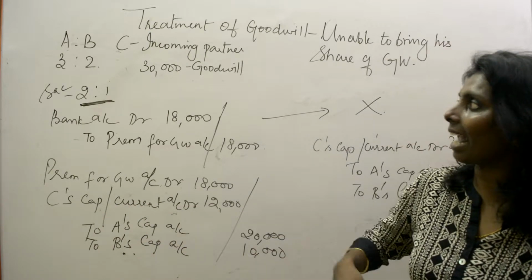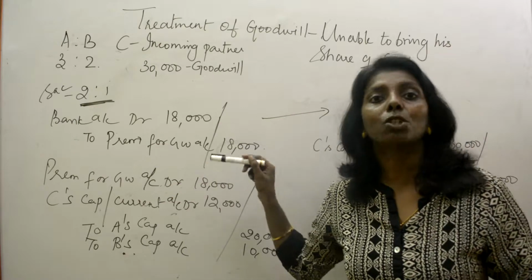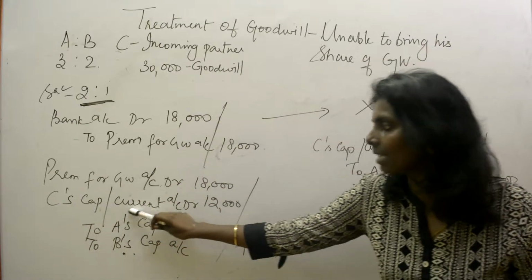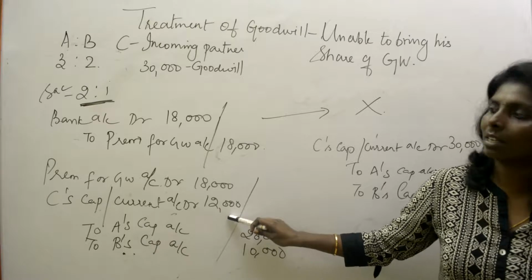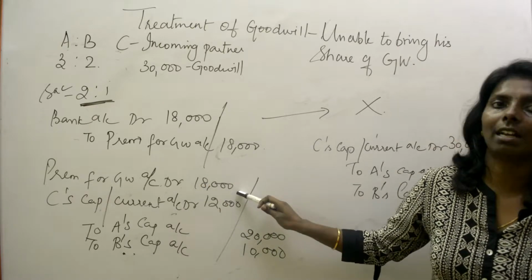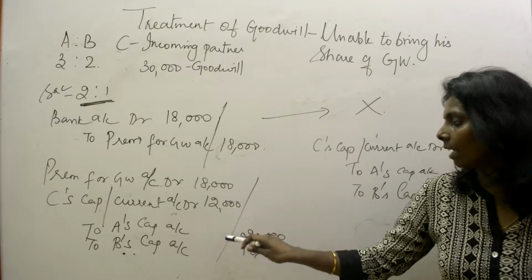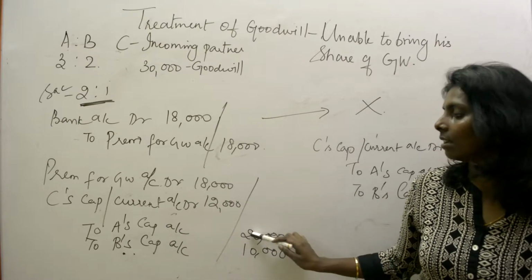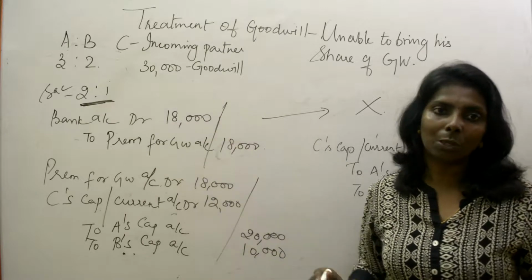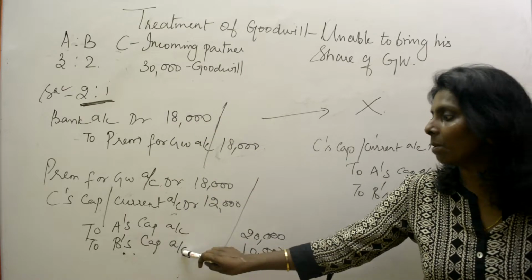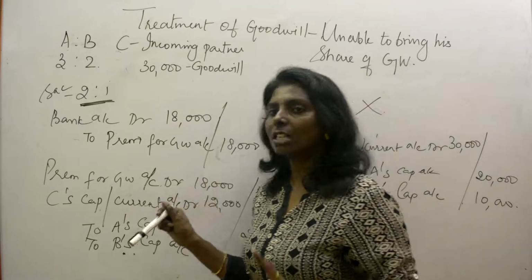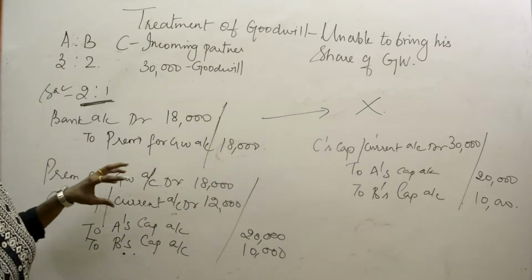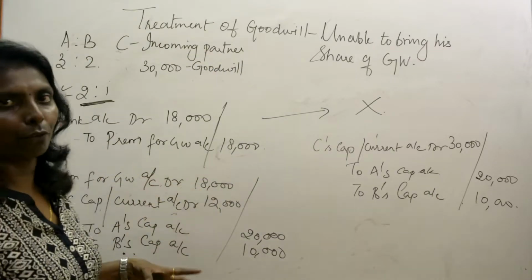So in this case, C is unable to bring in 12,000, so I am debiting his capital account to the extent of 12,000. Premium for goodwill, which he brought in, is 18,000. So in total, the entire 30,000 is divided among the old partners in the sacrificing ratio, which is 2:1. So A gets 20,000 and B gets 10,000. So this is one case where he could bring in part of his share of goodwill.